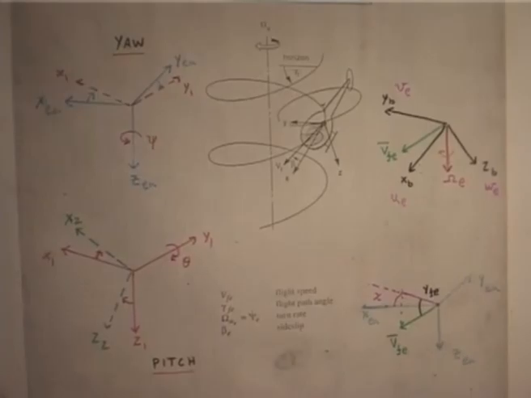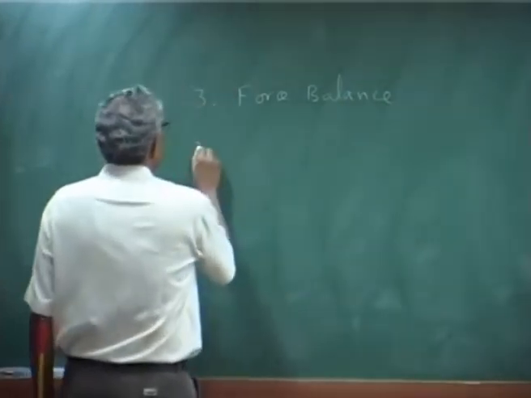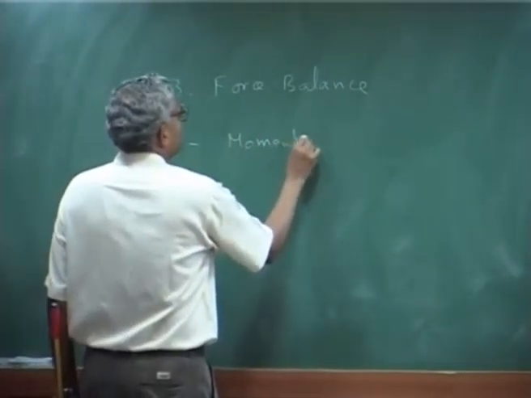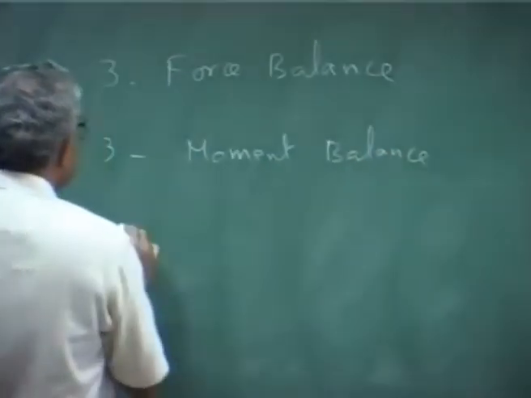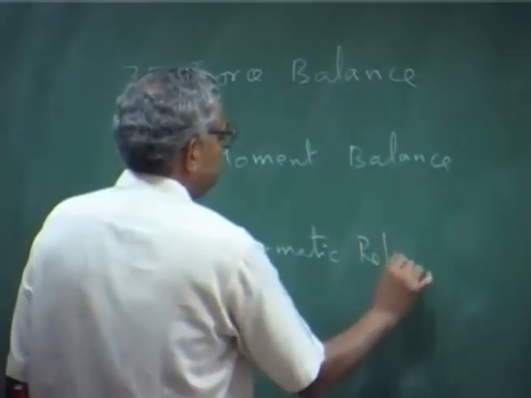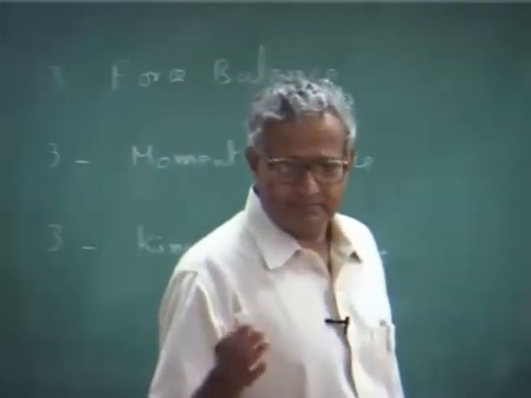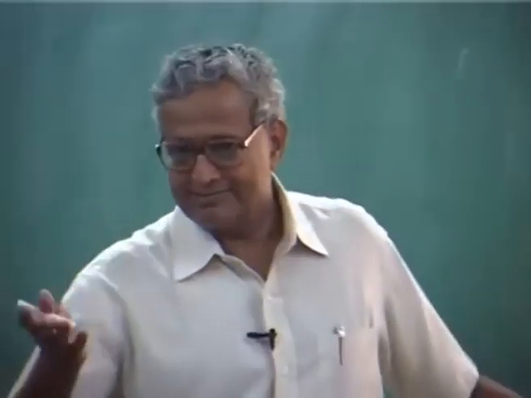But overall, for this type of maneuver, you have to treat 9 equations. Those 9 equations are 3 force balance equations, 3 moment balance equations, and another 3 kinematic relations. Now, force balance and moment balance you know for a rigid body, because F is equal to m a, that is Newton's law, and the moment balance relates moment to angular acceleration, etc.